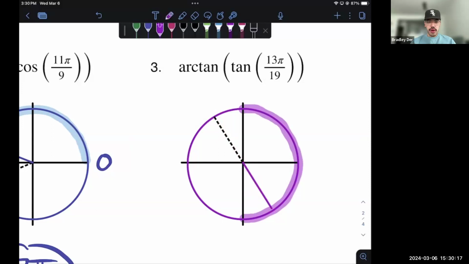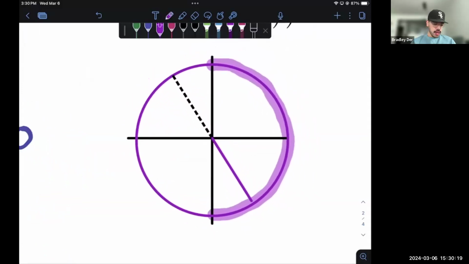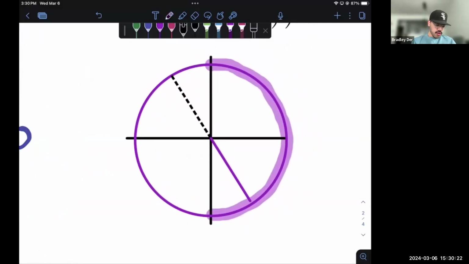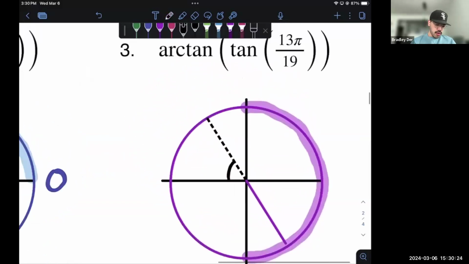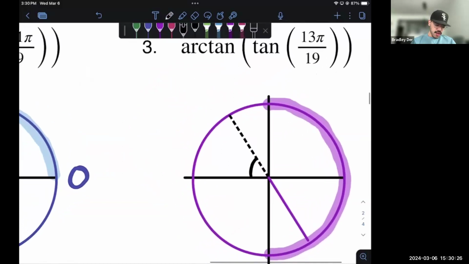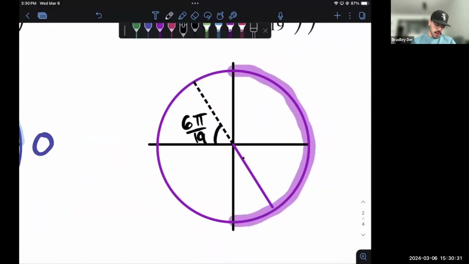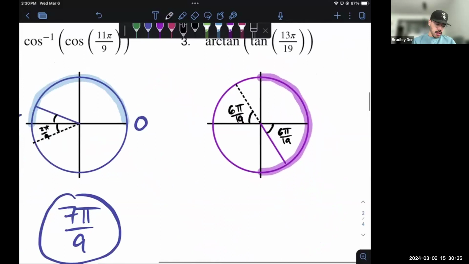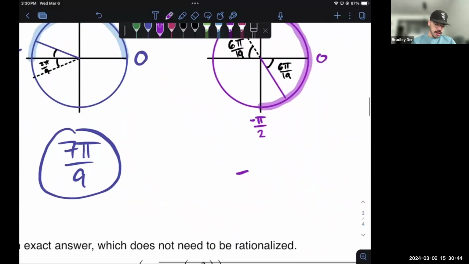Right, so we just have to locate the correct quadrant that keeps our same tangent value. But then we will still use the same reference angle. So from 13 to 19 would have been 6. So this reference angle is 6 pi over 19. So between 0 and negative pi over 2 in quadrant 4 with a reference angle of 6 pi over 19, the angle I'm looking for is negative 6 pi over 19.